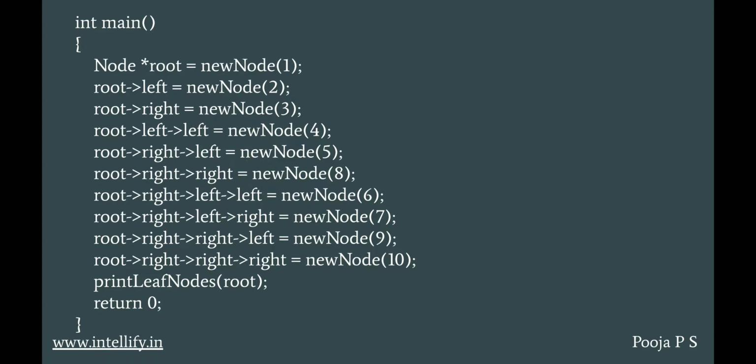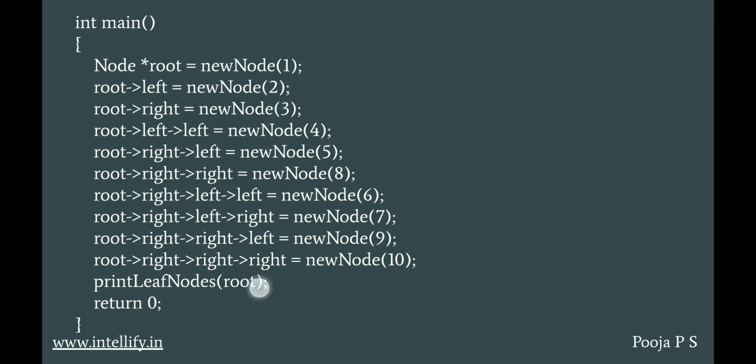Here we are creating the binary tree as I showed in the diagram, that is 1 is the root node, and 2 and 3 are the child nodes of 1, and 4 is the child node of 2, and 5 and 8 are the child nodes of 3, and 6 and 7 are the child nodes of 5. Here we can see the code, and 9 and 10 are the child nodes of 8.